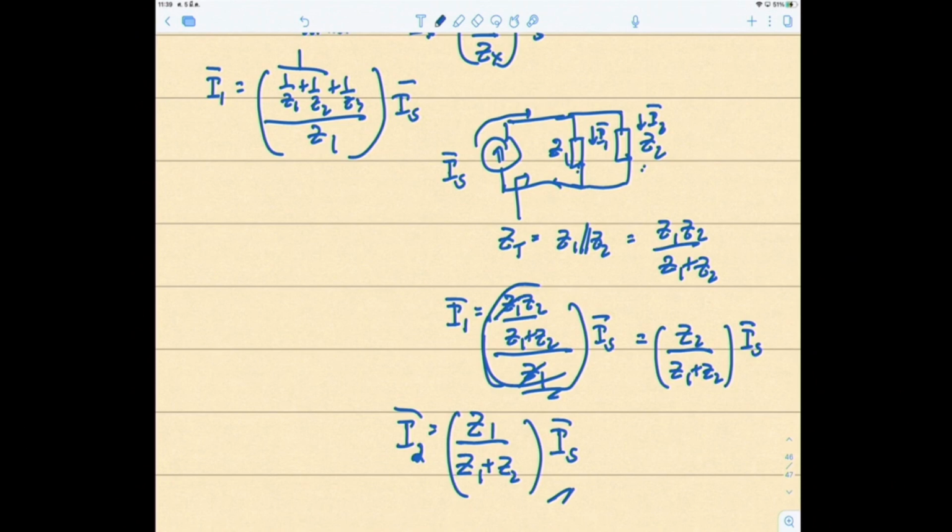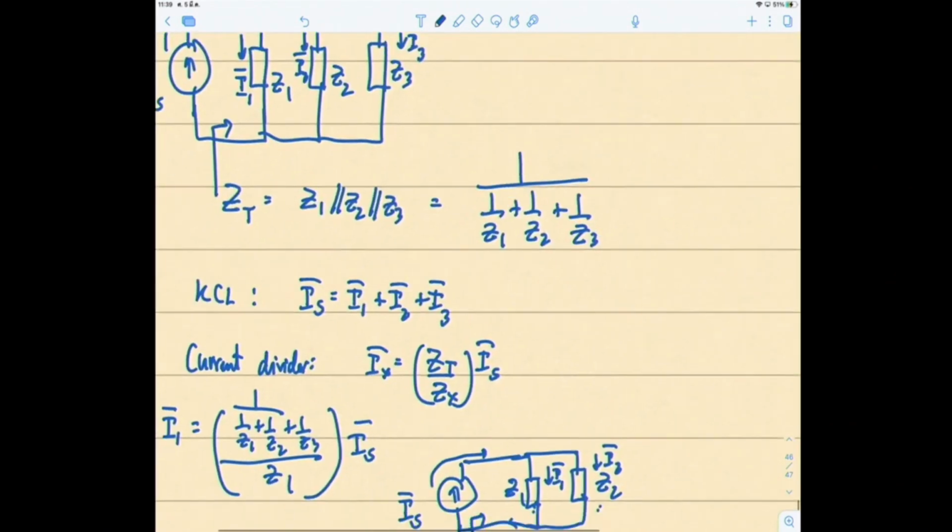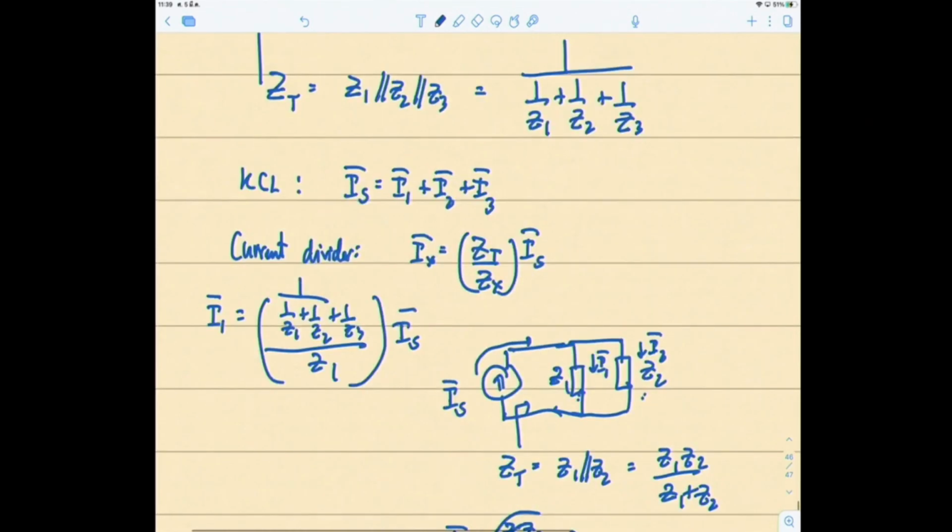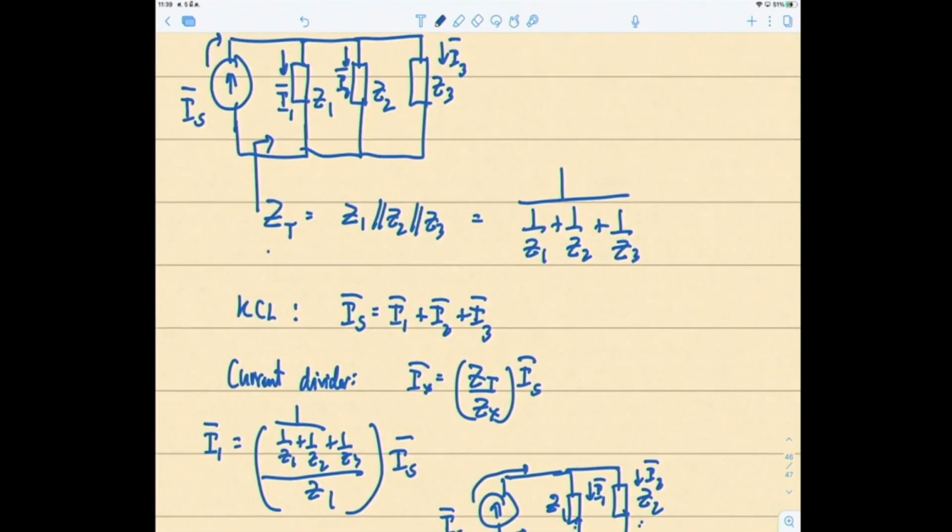Also, in this case, sorry, let's go back. If I want to find Y total, your admittance, it can be written simply as Y1 plus Y2 plus Y3, just in case you want to use it in terms of admittance.